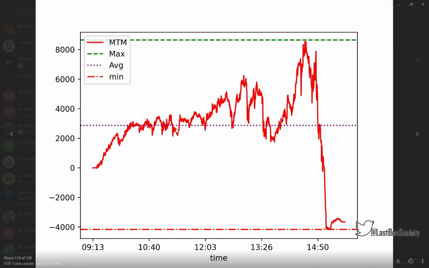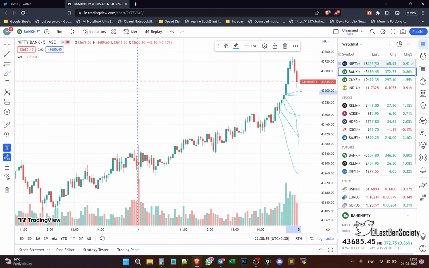Now this is the chart. You can see that I started from zero. It never went below zero. For a long time I was hovering around 3000 rupees, touching and going. Now here from 13:30 to 14:25 or something, the market actually fell. Let me show you in the chart. 13:30, yeah, this is the small fall.